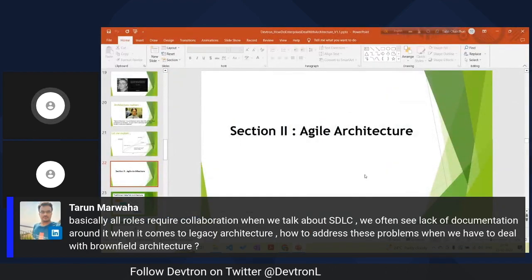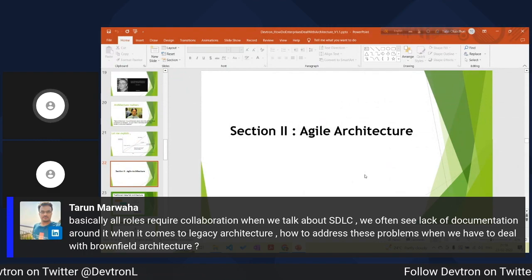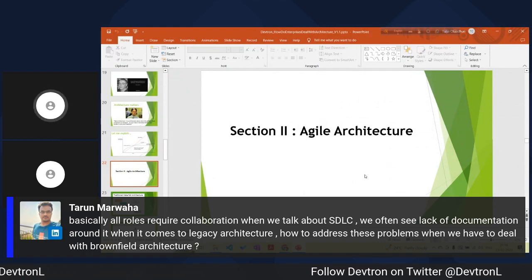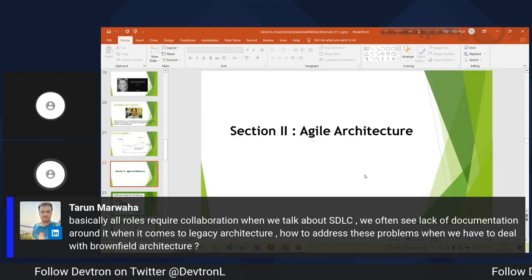Basically, the role requires collaboration. When we talk about STLC, we often see a lack of documentation around it when it comes to legacy architecture. How to address this problem statement? We're here to deal with brownfield architecture.